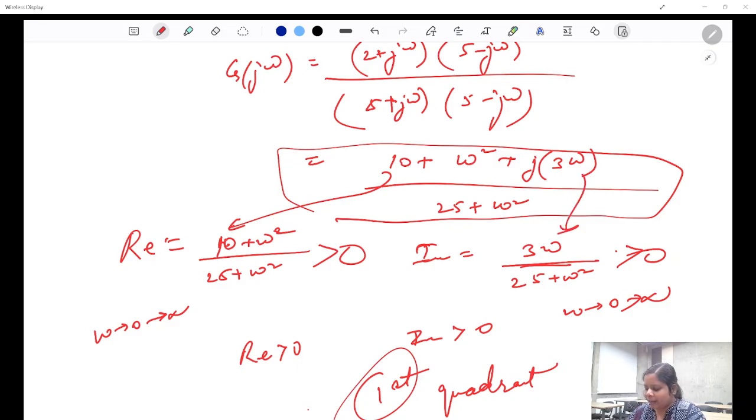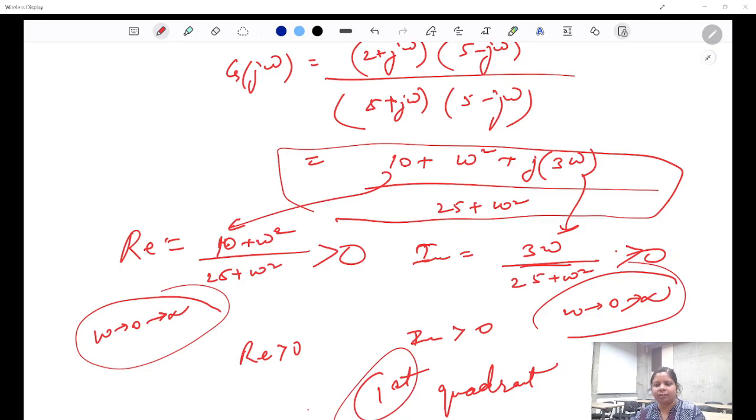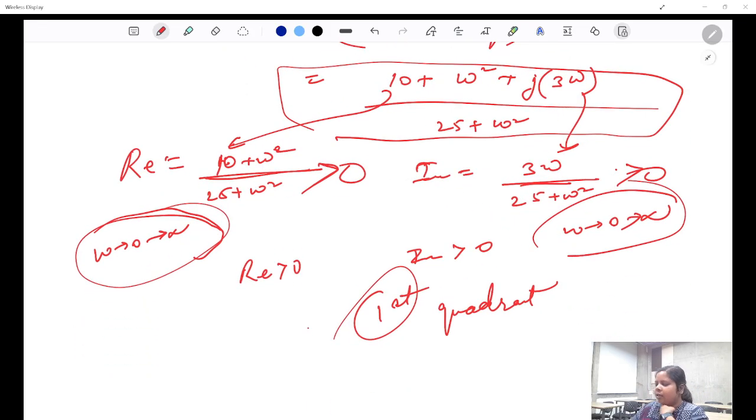Now, omega is being varied from 0 to infinity. That is known, because that is what we check for Nyquist plot. So from here, if you see in the real part, it's 10 plus omega square. Since omega is being varied from 0 to infinity, the numerator is positive, the denominator is also positive, so the real part is always positive. For the imaginary part, the denominator is a square term and it is going to stay positive forever.